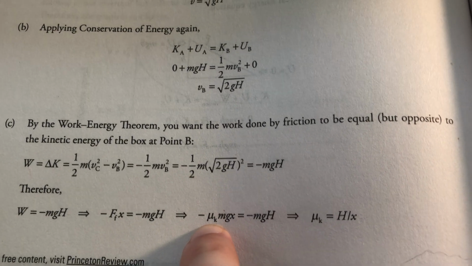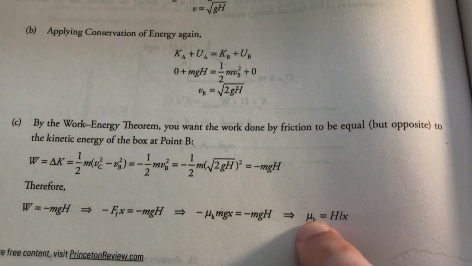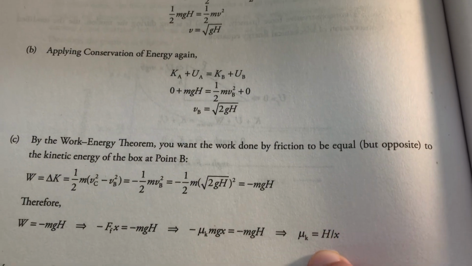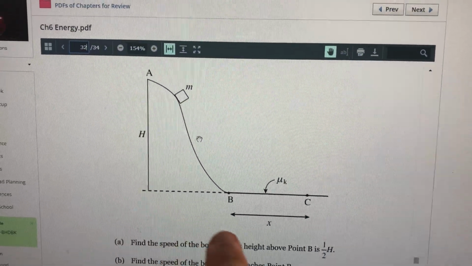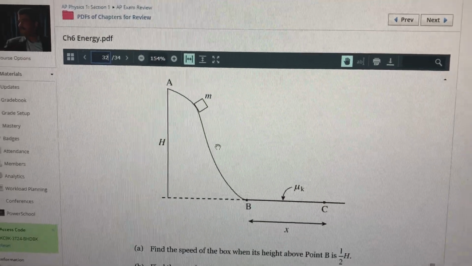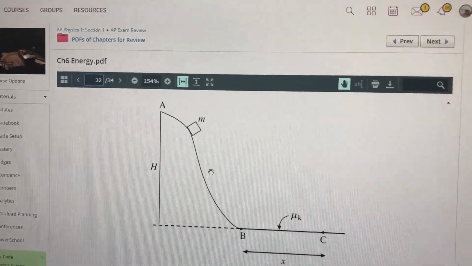So they just solve for mu k, the negative signs cancel out, mg's cancel out, and it ends up looking really nice. Mu k is just h over x. The coefficient of friction would be the height divided by that horizontal sliding distance in order for the object to completely stop at point C.